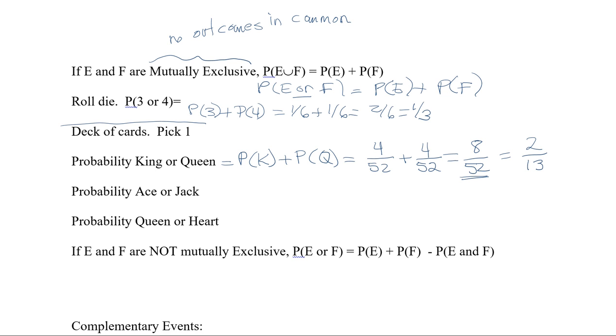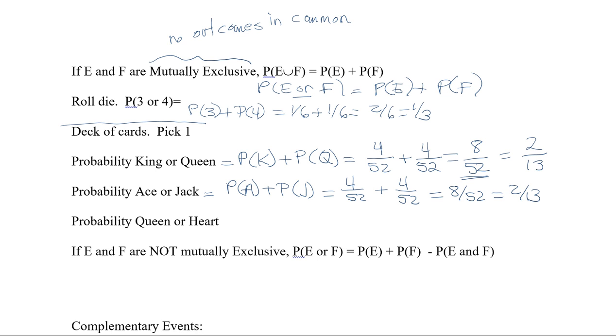The probability of getting an ace or a jack would equal the probability of an ace plus the probability of a jack. And so ace, there's 4 out of 52. Jack, there's 4 out of 52. And so that again would give me 8 out of 52, or 2/13.